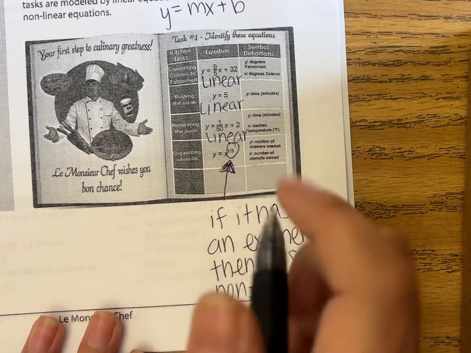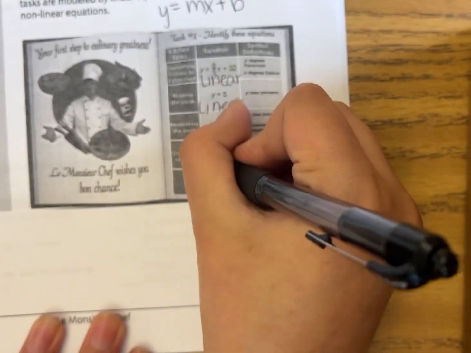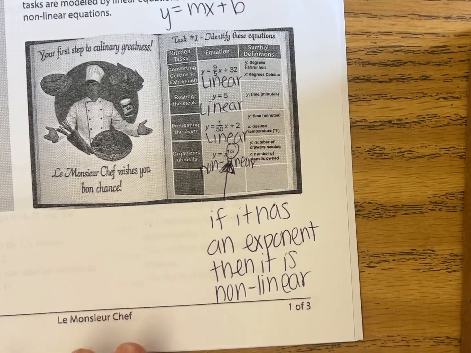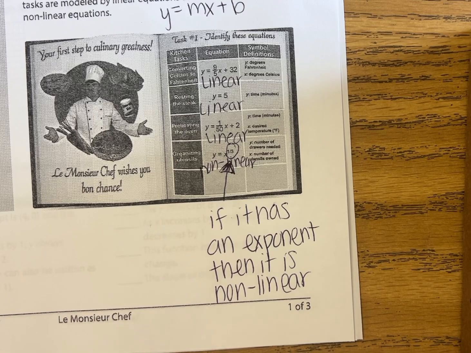Okay, so this one would be non-linear. No sería lineal. ¿Por qué? Porque si tiene cualquier número chiquito, que lo referimos como exponente, significa que no crea una línea.